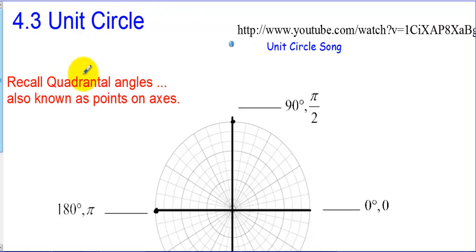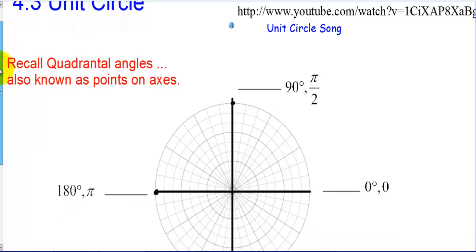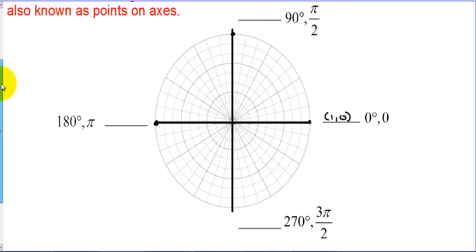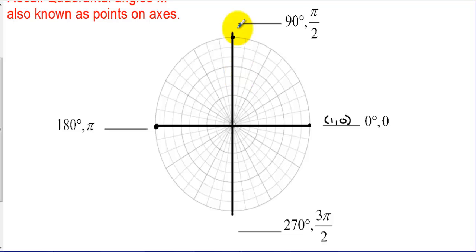4-3 unit circle. Recall quadrantal angles, also known as points on axes. Here we have what's called the unit circle, and we assume that the circle has a radius of 1 unit. So the point right here on the unit circle at 0 degrees or 0 radians is (1, 0). Up here at 90 degrees or pi over 2, that is going to be the point (0, 1).